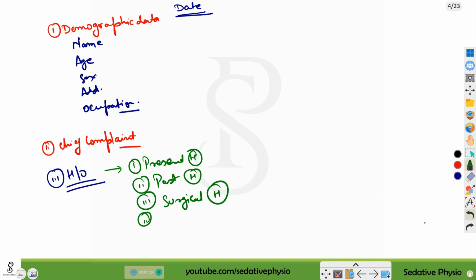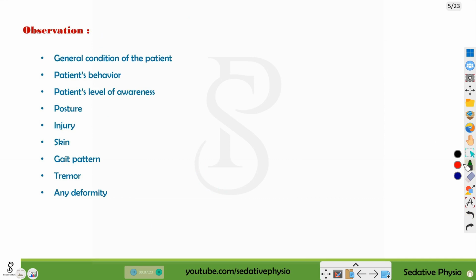Okay, so after the history, we have to go for the observation. We have to observe the patient. What are the things that are visible in the patient's body? Okay, so first of all, we have to check for the general condition of the patient. By observing the patient, you can conclude what the general condition of the patient is, whether it is good, fair, or poor. You have to classify between these three.